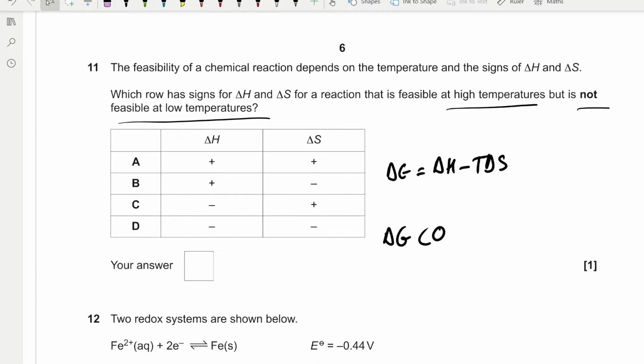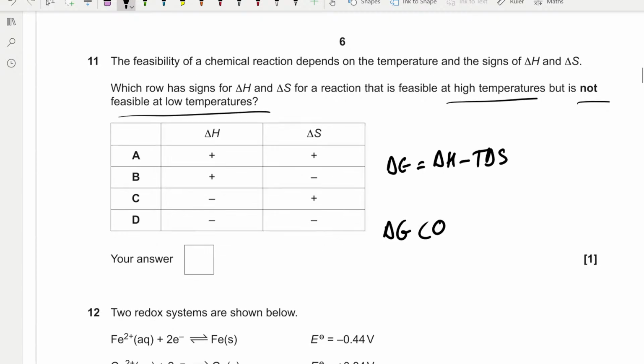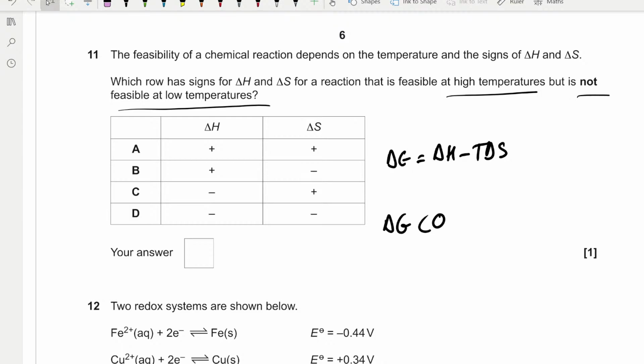So to be feasible at high temperatures, it must have a positive delta S and a positive delta H, but not at low temperatures, because if you had a low temperature and a positive delta S, or entropy change, then your delta H would be greater than your value of T delta S. So delta G would be greater than 0, which means the reaction is not feasible.